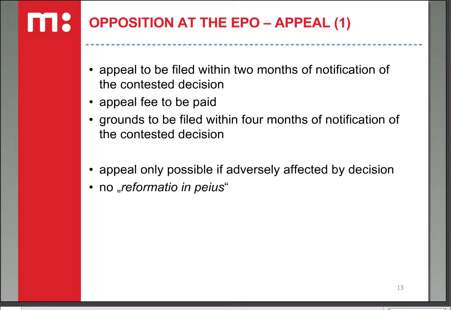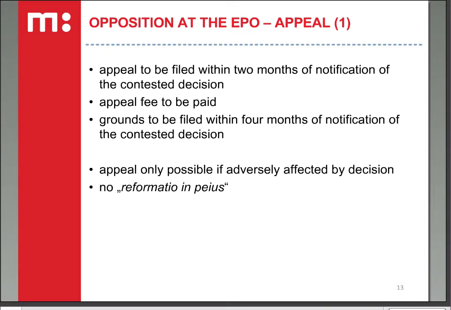It means if you have the patent maintained in amended form and you as opponent are the only person who appeals because you think it should be revoked completely, the reformatio in peius would mean that it would be possible that the patent after the appeal will be broader than it was before. So your position may not get worse in the appeal proceedings if you're the only appellant. That means if you are the opponent and the patent was maintained according to auxiliary request 4 and you appeal that, the outcome of the appeal stage can only be better for you, meaning either the patent is more restricted afterwards or completely revoked.